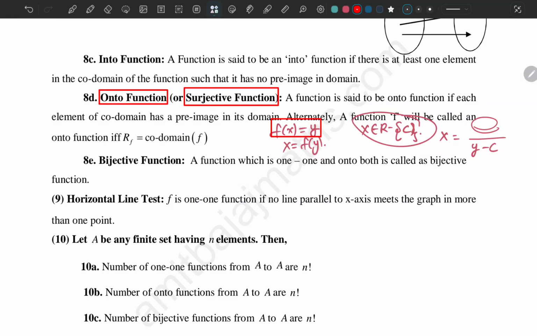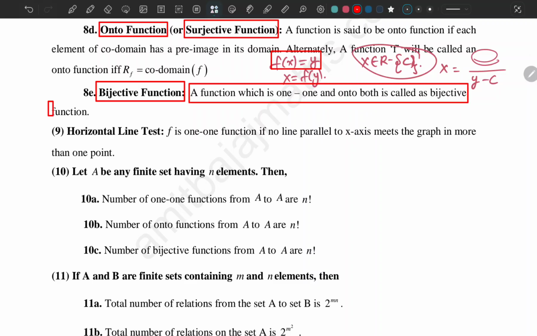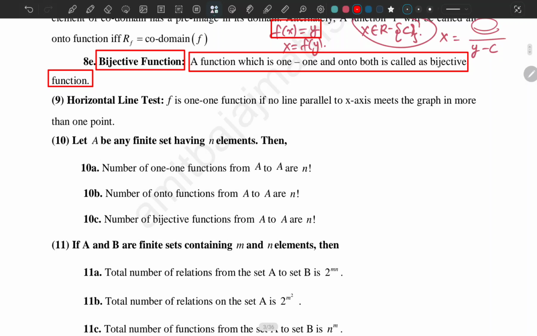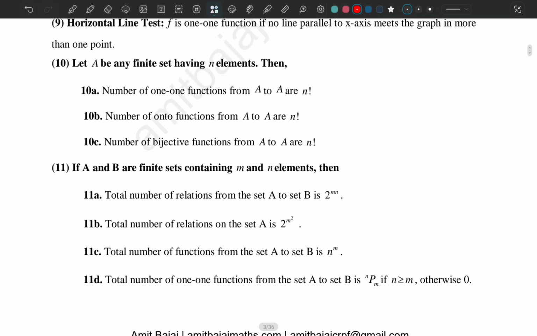And when you combine onto and 1-1, you get a bijective function. A function which is both 1-1 and onto is called a bijective function, right? Okay, and now we are good to go with this chapter. We are done with this, and let's talk about some one marker questions.